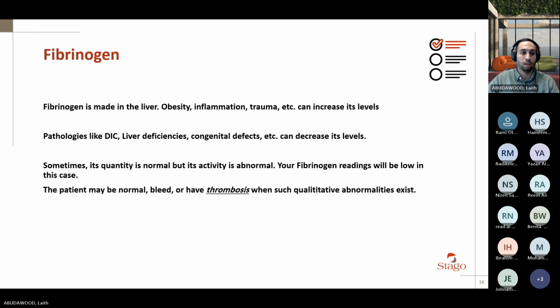Now, fibrinogen is made in the liver, as are many coagulation factors, so any problem with the liver will really cause an increase or a decrease in fibrinogen.